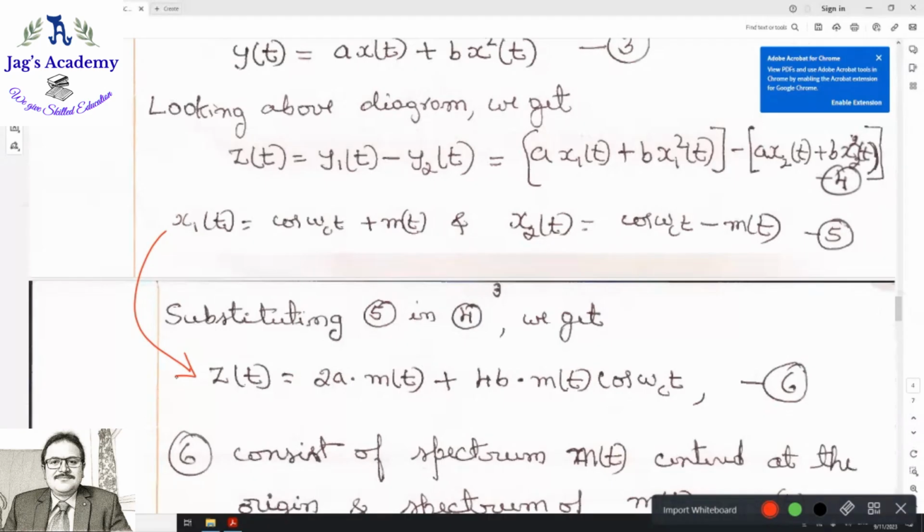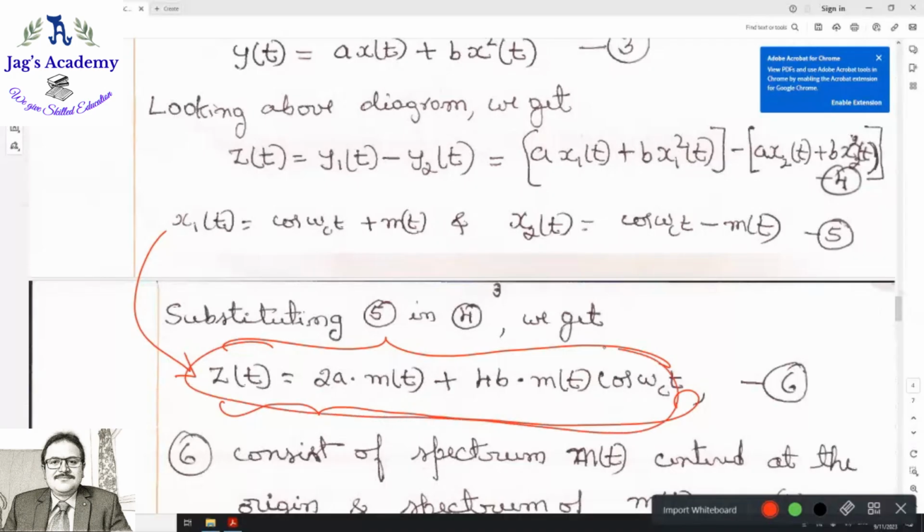So, see here, what will you get as z of t? Come on, tell me. What are you getting at the output of the nonlinear device? You will get this: z of t is equal to 2a into m of t plus 4b into m of t cos omega ct. Now tell me, in this expression, what should be your required output? Whether this one or this one, this is a modulator. See, this is not a demodulator.